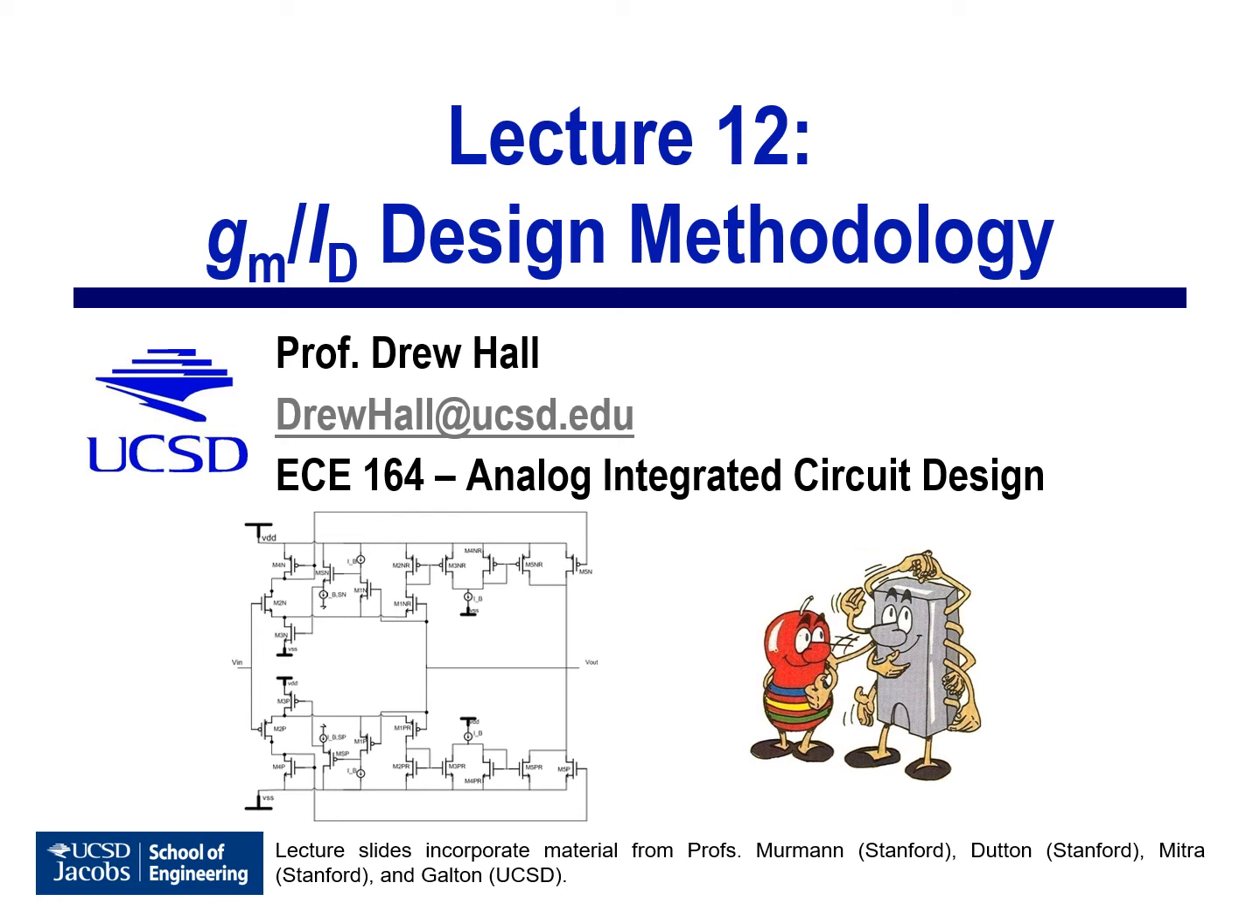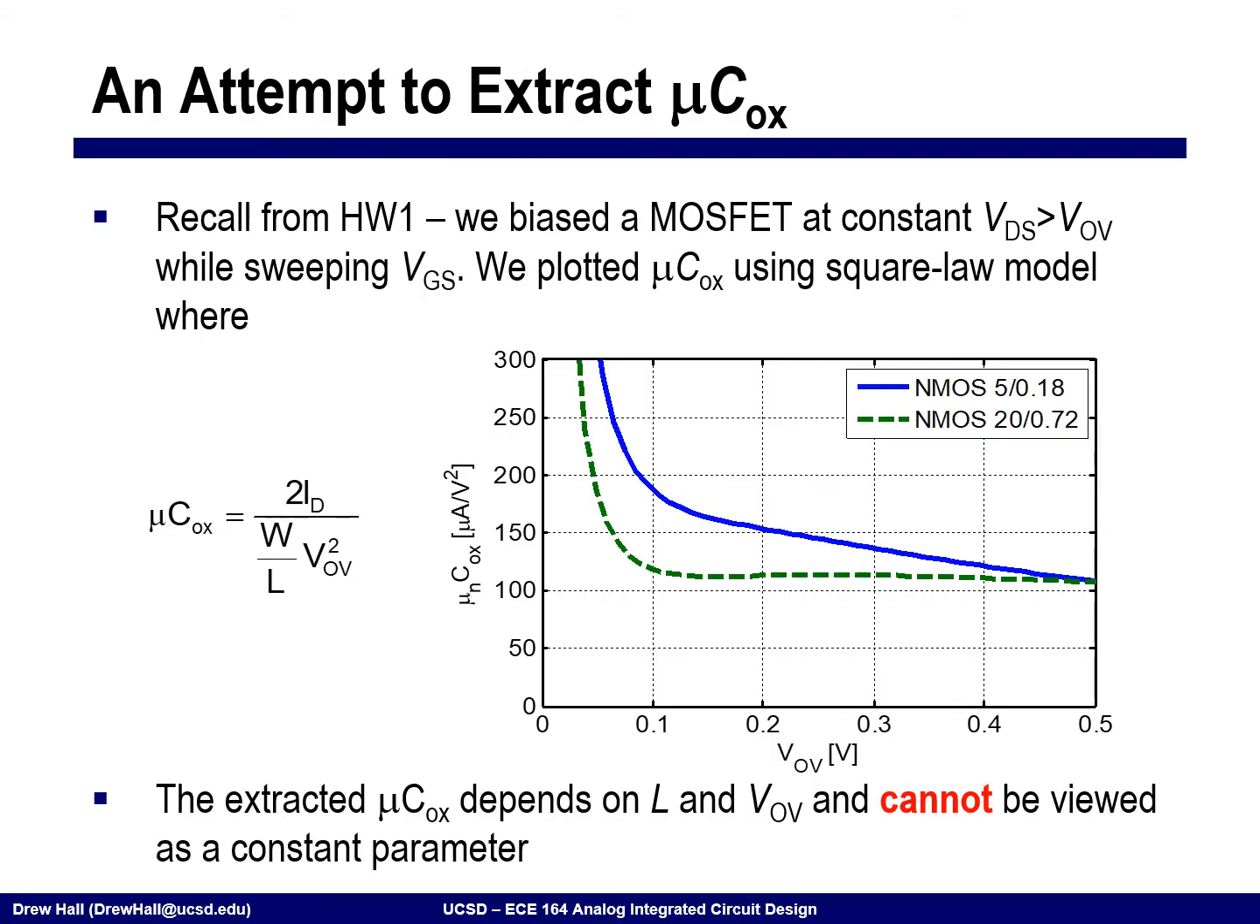All right, welcome to ECE 164, Lecture 12 on the GM over ID design methodology. If you recall back in homework 1, we attempted to extract Kn prime, where Kn prime can be written as 2ID divided by W over L, VOV squared, for a square law model.